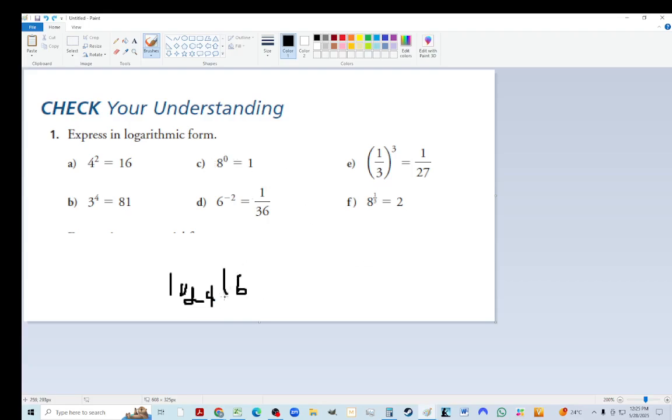This, we would just do the same thing. So the base is 8. The result is 1. What do I put over the power of 8 to get 1? 0. This one's getting a little trickier, though. But we can still use the same rules.